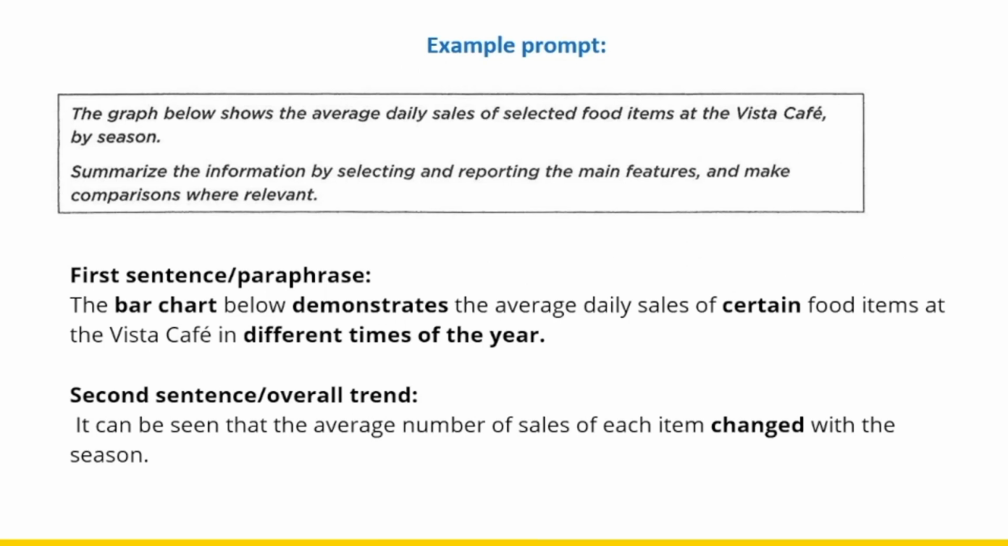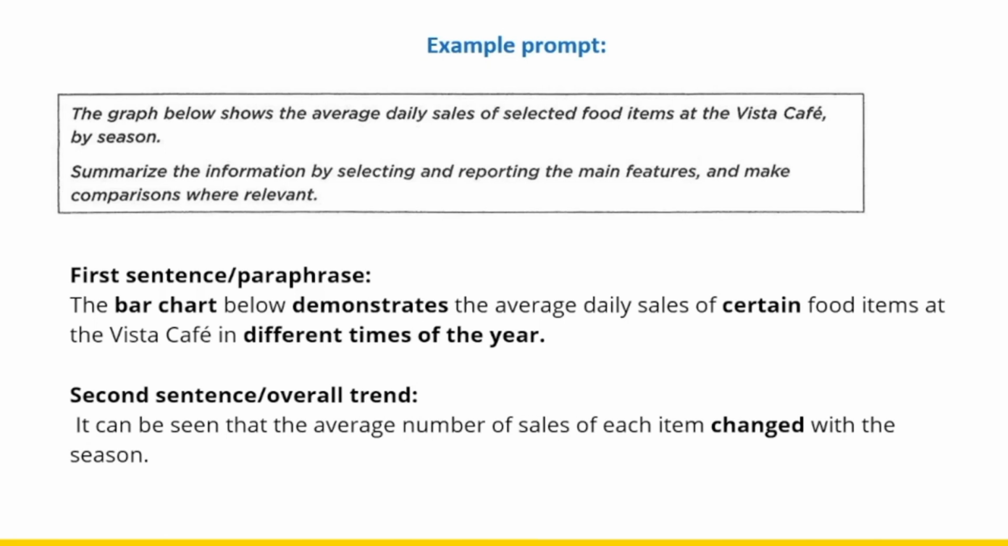And now I have an example prompt for you guys so you'll have a better idea of what I was trying to explain to you in the previous slide. As you see, we have an example prompt and our topic. The graph below shows the average daily sales of selected food items at the Vista Cafe by season. And as usual, you are being asked to summarize the information, report the main features, and make comparisons.